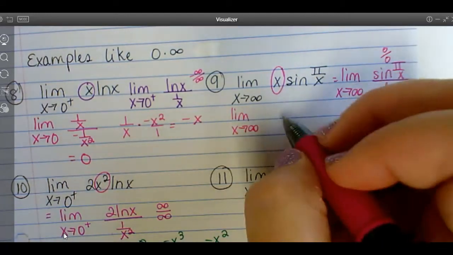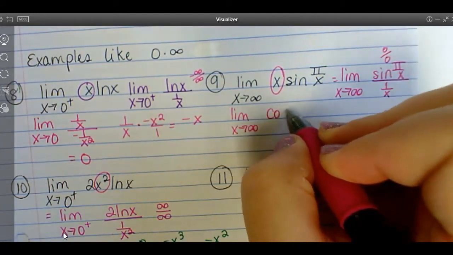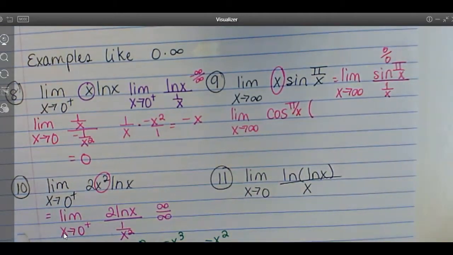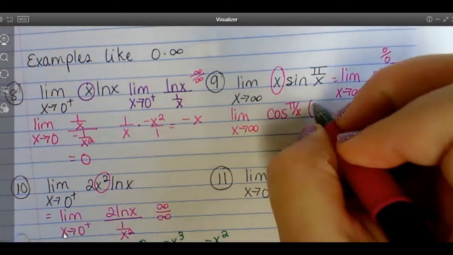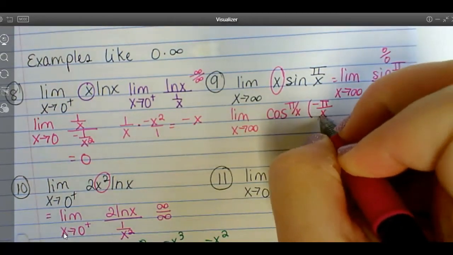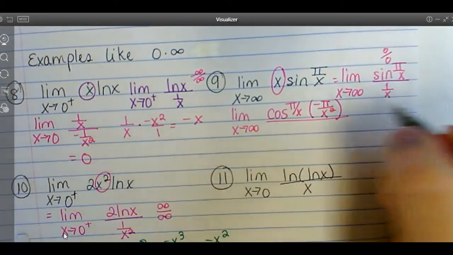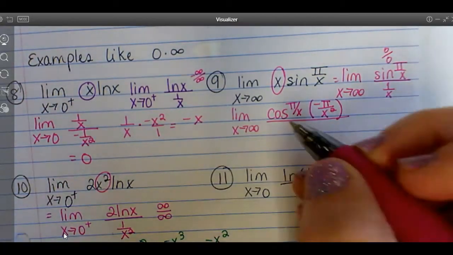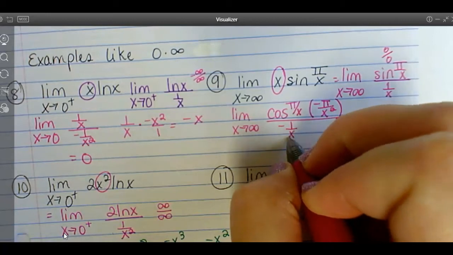So when I do the derivative here, the derivative of sine is cosine of pi over x times the derivative of pi over x. Okay, I'm going to think of that like pi x to the negative 1. So that would be negative pi x to the negative 2. And I'm just going to put it like that because I think that's easier just to look at. The derivative of 1 over x, that's x to the negative 1. So the derivative is negative 1 over x squared.